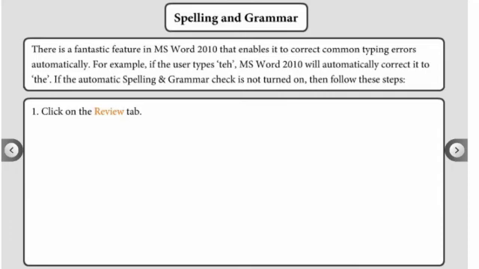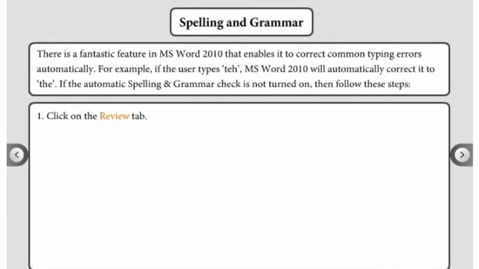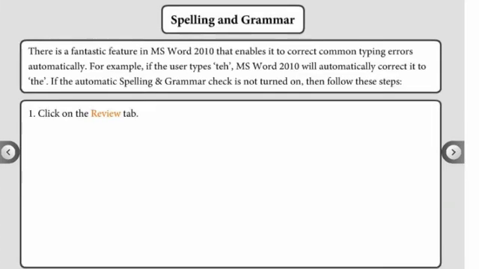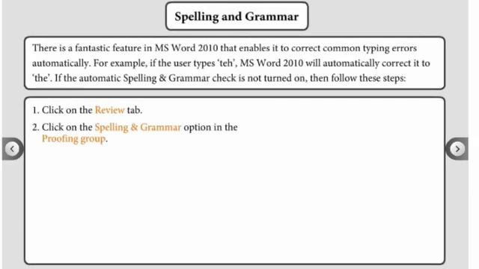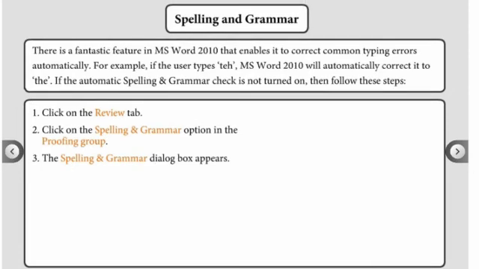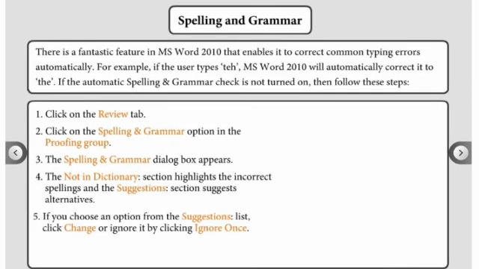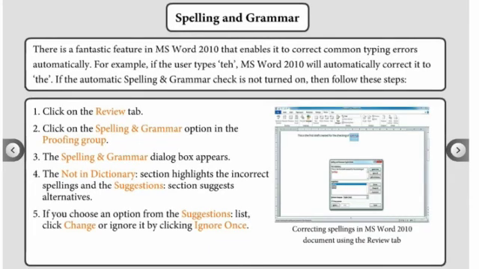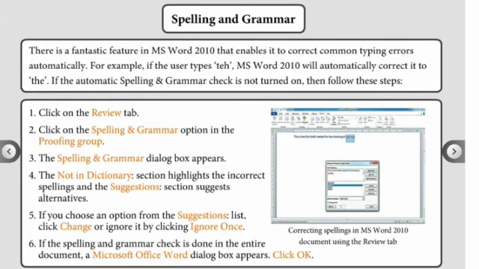And to turn on spelling and grammar, we need to click on Review tab. After that, you can click on Spelling and Grammar option. The spelling and grammar box will appear. Next, you will find a section named Not in Dictionary. This section highlights the incorrect spellings and shows you the suggestions. You can then change it by choosing from the suggestion list, or you can ignore it by clicking Ignore Once. And if you are done with the spelling and grammar check, then you can click on OK.